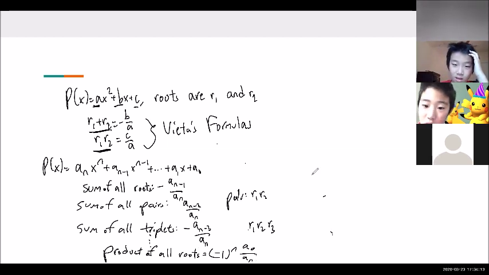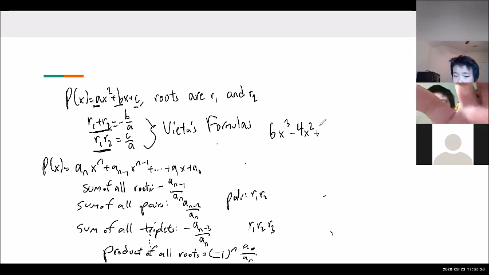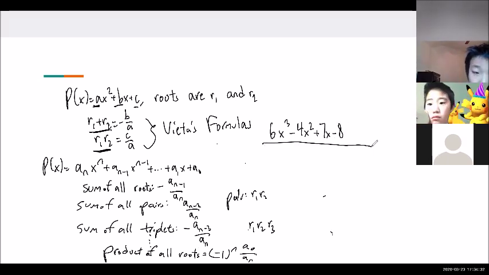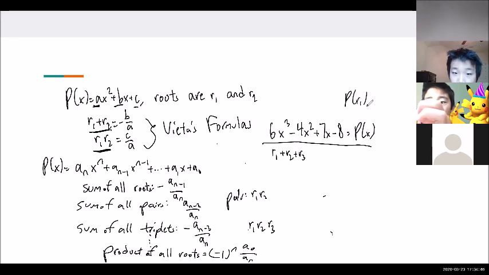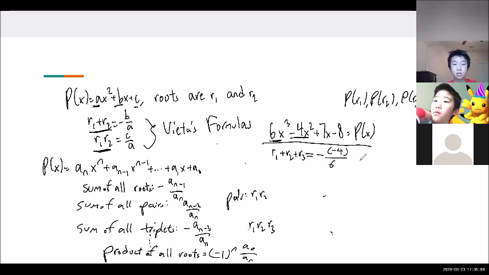And let me give an example for this because it might seem a bit confusing, since there are so many variables over here. Let's say you have a cubic, like 6x cubed minus 4x squared plus 7x minus 8, and this is equal to p of x. Then you want to find the sum of all roots, r1 plus r2 plus r3, if these three are the roots, which is again when p of r1, p of r2, and p of r3 are all equal to 0. So the sum of all the roots, remember, is equal to minus this term over this term, so minus the second term over the first term. So that's equal to 2/3.